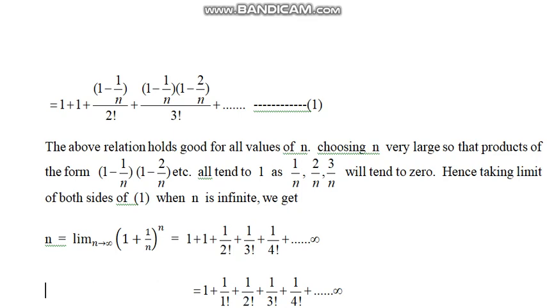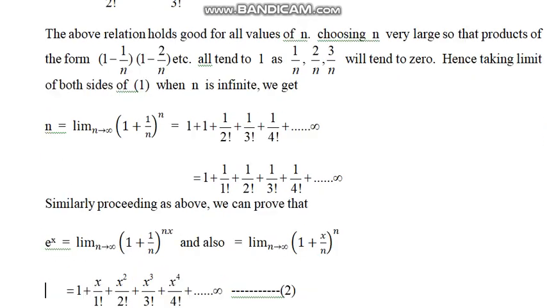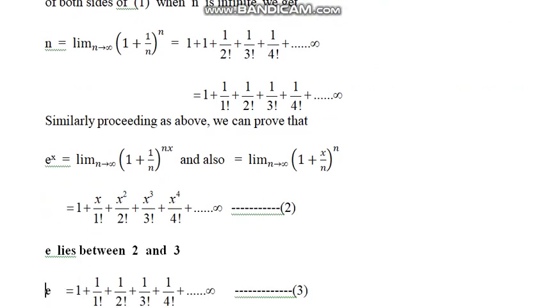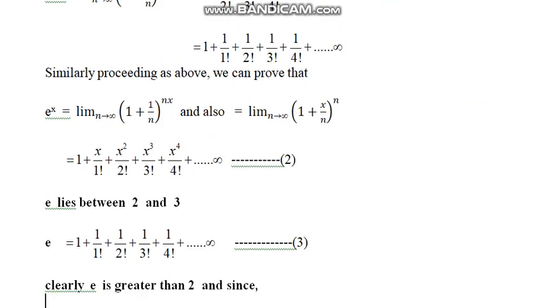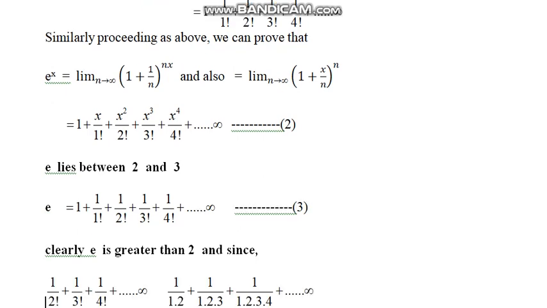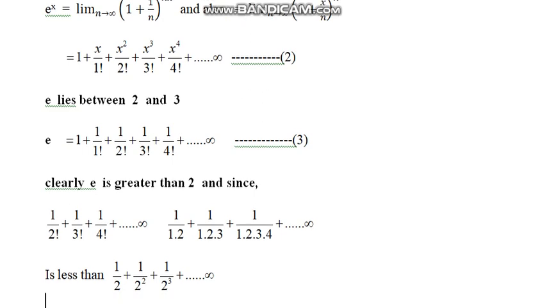Okay. So now this expansion we know already. Similarly, in the preceding we proved that e power x is equal to limit n tends to infinity (1 plus 1 by n) to the power nx, and also limit n tends to infinity (1 plus x by n) to the power n. This is equation 2, and e lies between 2 and 3. Actually e's expansion is 1 plus 1 by 1 factorial and so on. This is equation 3. Clearly e is greater than 2, that we can conclude from this expansion, equation 3.